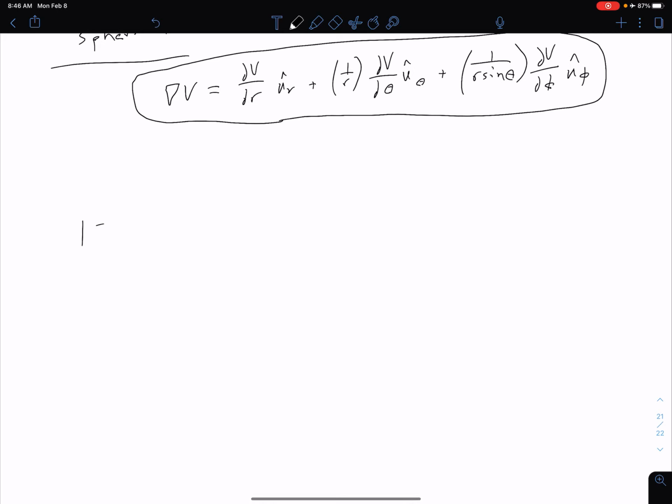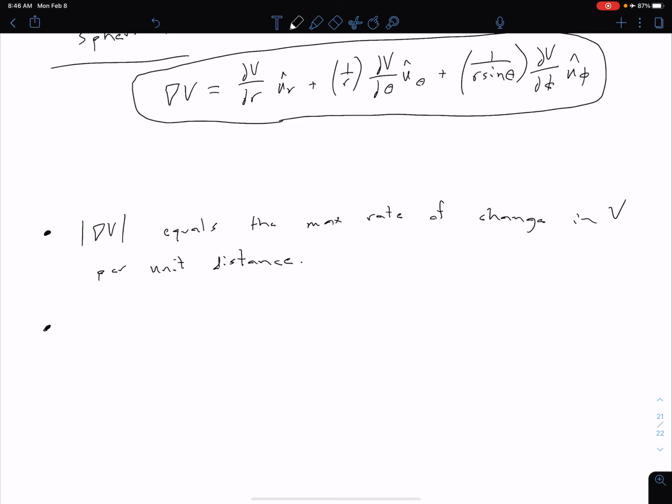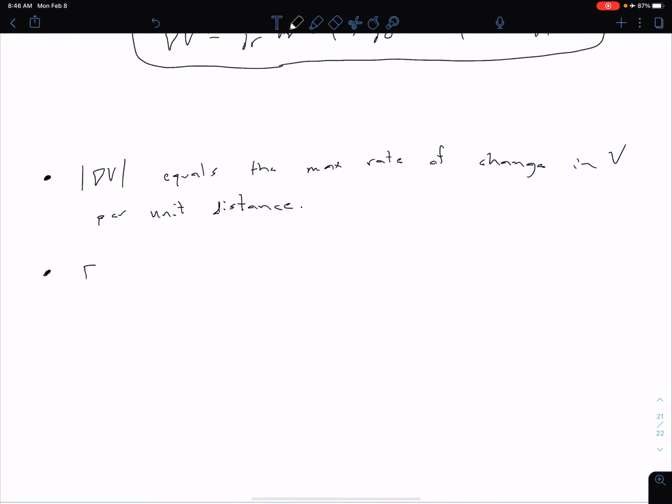So the magnitude of this gradient of v, and again this isn't going to matter which coordinate system we're in, is equal to the maximum rate of change of v at a point. So max rate of change in v per unit distance. And again, v, keep in mind, is just a scalar field. We can also say that our vector, because remember this results in a vector, del v is pointing in the direction of that maximum rate of change.